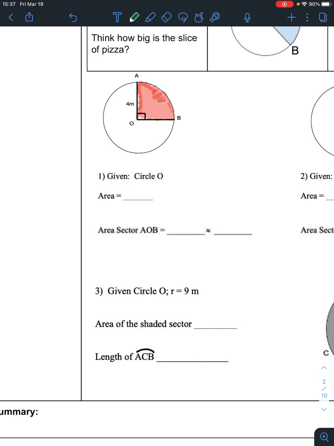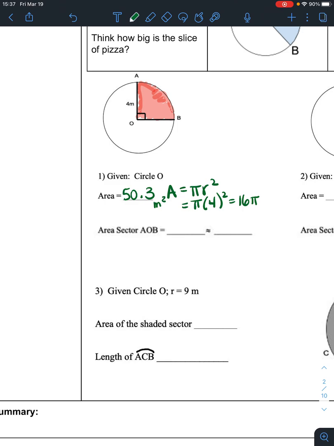So the area of the whole circle, area is pi times r squared. So we would do pi times 4 squared. Well, that's 16 pi, or you can type it into your calculator. 16 pi would be exact, and then 16 times pi is 50.3. So my area would be 50.3, and that's meters squared. Area is in units squared.